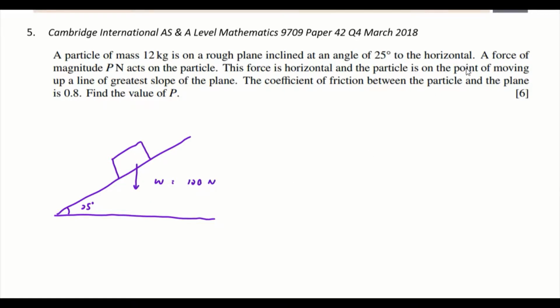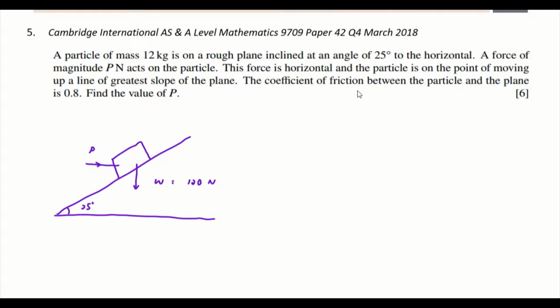Okay, then after that, a force of magnitude P acts on the particle. So this force is horizontal and the particle is on the point of moving up. So that's only two ideas of how you want to act the force, right? It's either like you put it here, so it acts like this, or it acts like this. But the question said that the force is applied and the particle is on the point of moving up. So that's why the horizontal force will actually look like this. So this is the magnitude of P.